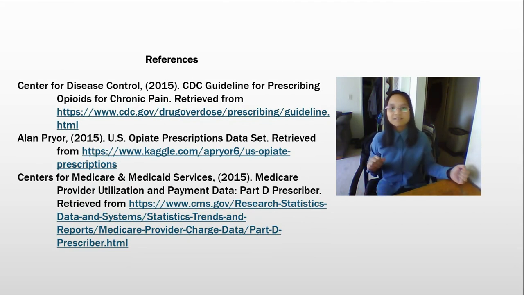This analysis uses a reduced dataset created by data scientist Alan Pryor and published on Kaggle.com. The full dataset was collected and published by the Center for Medicare and Medicaid Services, and I also used a chart by the Center for Disease Control.